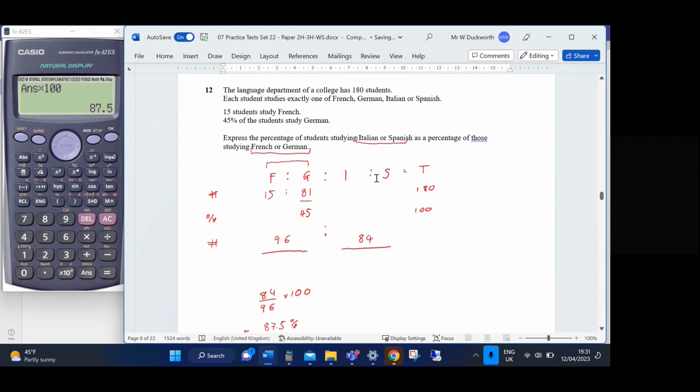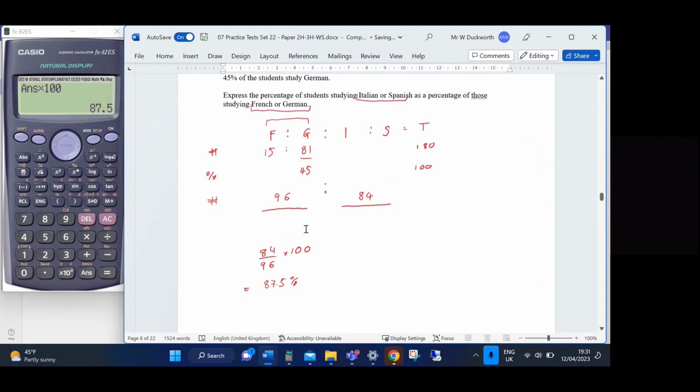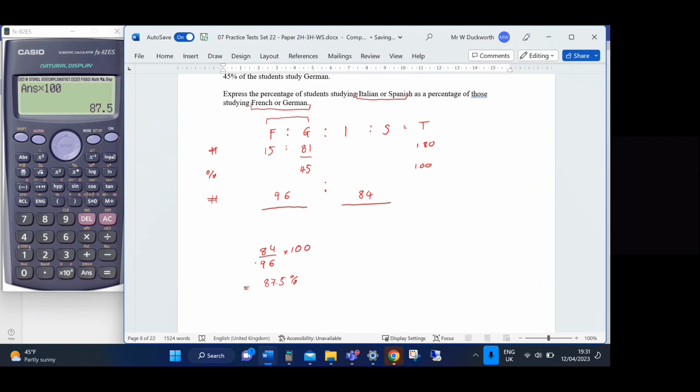Right, let me just double check. That's Italian or Spanish as a percentage of those studying French or German. Yeah, that works fine. And you can just see that avoided me having to have decimals in any of my calculations, really, which is why I went for the numbers rather than the percentages.